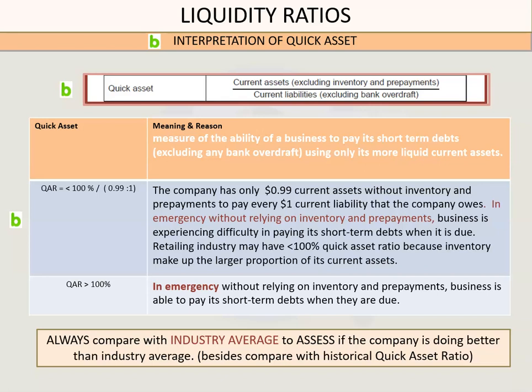Now again, the retailing industry may have less than 100% quick asset ratio because inventory may make up a large proportion, and if you don't include inventory in the calculation, obviously your current asset will be much lower. But if it is more than 100%, then it is able to pay its very short-term debts, emergency debts, when they're due. Again, you must compare this with the industry average.